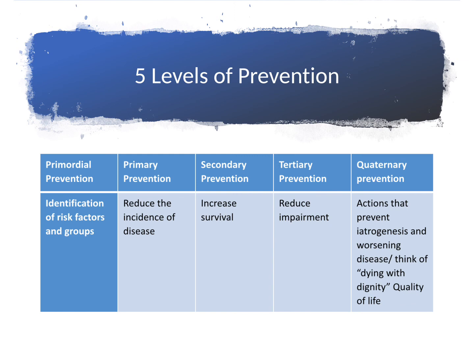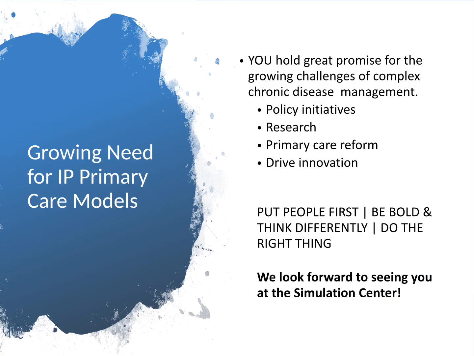And this slide just reminds you of the 5 levels of prevention, and it's really important to remember those, and really they all would apply to some regard in the Impact Clinic. There's certainly a growing need for interprofessional primary care models like the Impact Clinic. As new future family nurse practitioners, you really hold great promise to meet this growing challenge of complex chronic disease management. And as I touched on in the beginning of this presentation, we really need some policy initiatives, some research on this, really a lot of primary care reform.